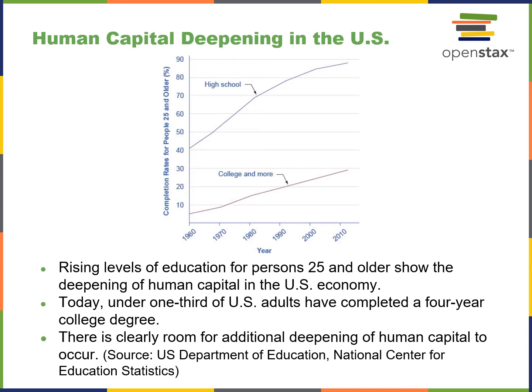Okay, basically this is a graph of the capital deepening in the U.S. High school: the percentage who completed was 40% and 60% earlier, as opposed to 2010, when you had nearly 90%. College, about 5%, and currently about 30%. So rising levels of education for people 25 and older show the deepening of human capital in the U.S. economy. One-third of U.S. adults currently have completed a 4-year college degree, and certainly there's room for more growth, because people will require more specialized training even beyond the bachelor's degree.